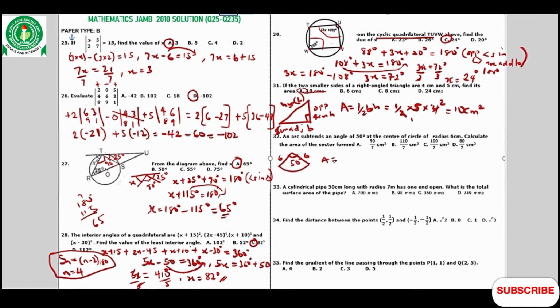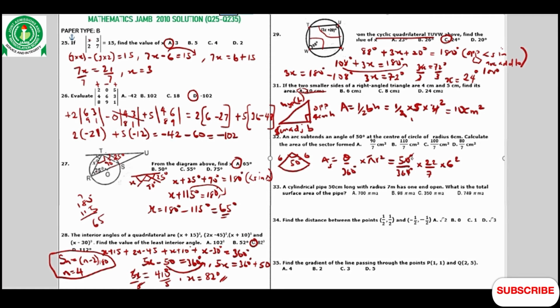Area of a sector is given as theta over 360 degrees multiplied by pi r squared. Our angle here is 50 degrees over 360 degrees, multiplied by pi, which is 22 over 7, because the answer was expressed over 7. So 22 over 7 times r squared, where r is the radius, 6 squared. Don't forget your radius.